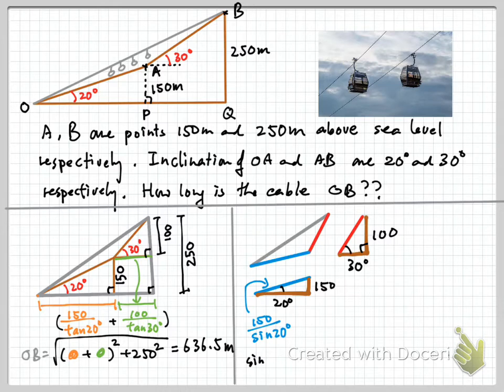So the blue line equals 150 divided by sine 20, where 150 is the height of A and the angle is 20 degrees, not theta. And similarly, the red line will be 100 divided by sine 30.